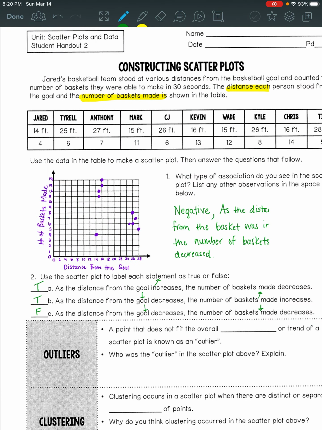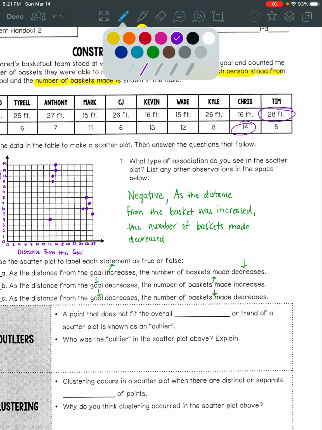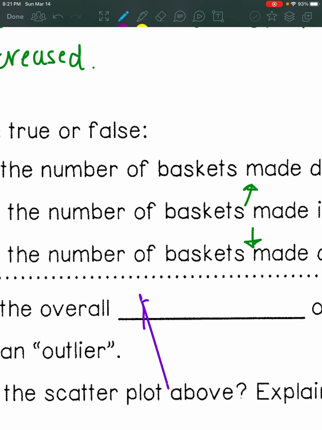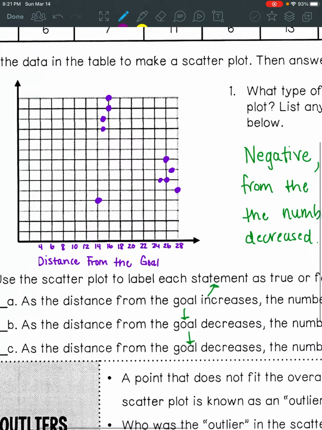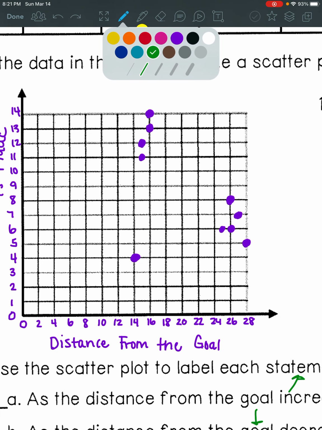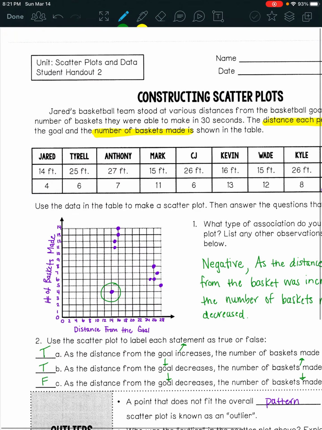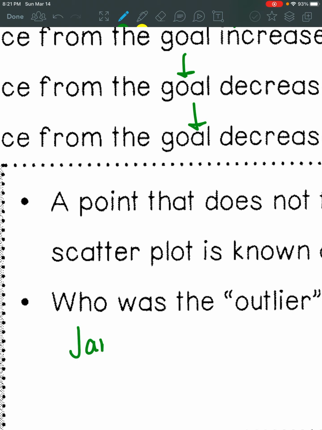Okay? Now, let's look at these last two definitions. A point that does not fit the overall pattern, or association, or trend, is what we call an outlier. So, who was the outlier in the scatter plot above? Well, there is one point here that does not fit with the other points, so this point here is an outlier. And think about who was that point. Well, 14 feet, 4 baskets made, that was Jared. So who is the outlier?